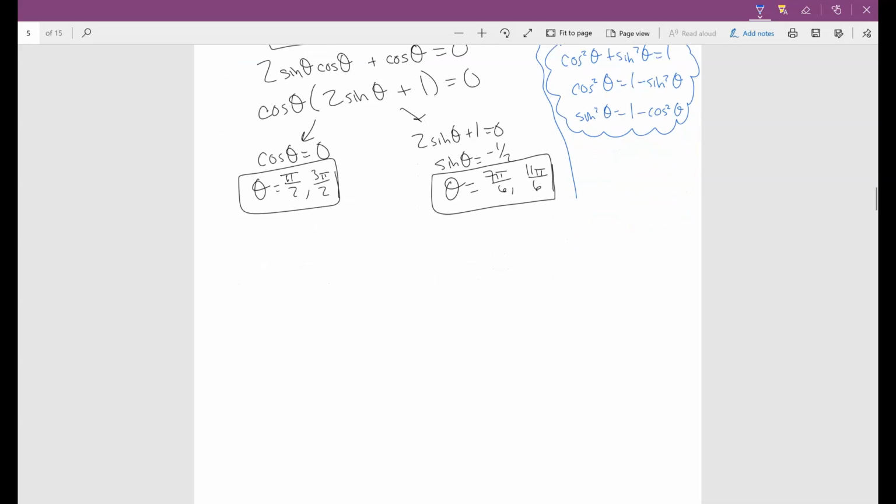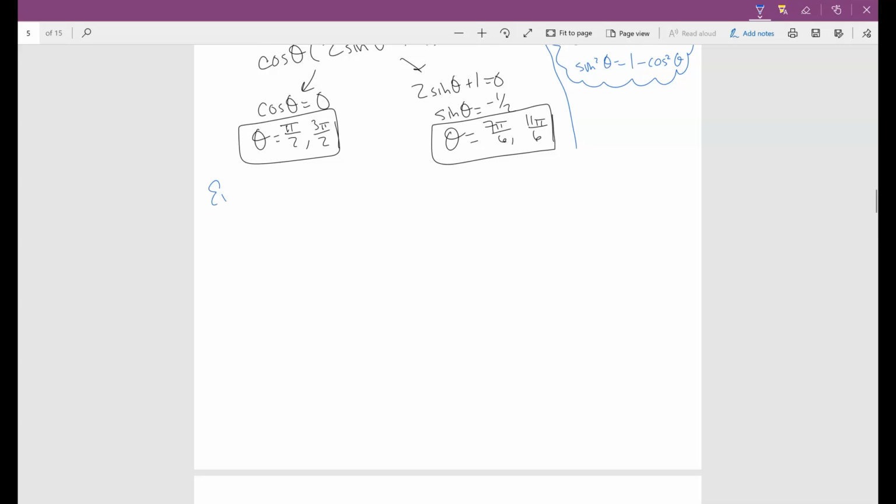Okay, so now let's do one last one. Let's say we wanted to solve this guy: 3 tangent cubed theta minus 3 tangent squared theta minus tangent of theta plus 1 equals 0. In this case, this kind of reminds me of the polynomial where you had 4 different terms and a cubed. Remember, what you can do is factor by grouping.